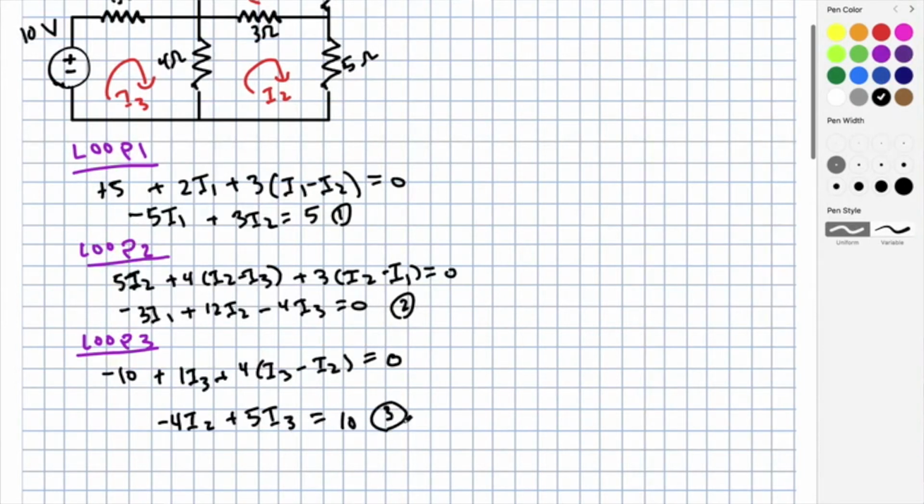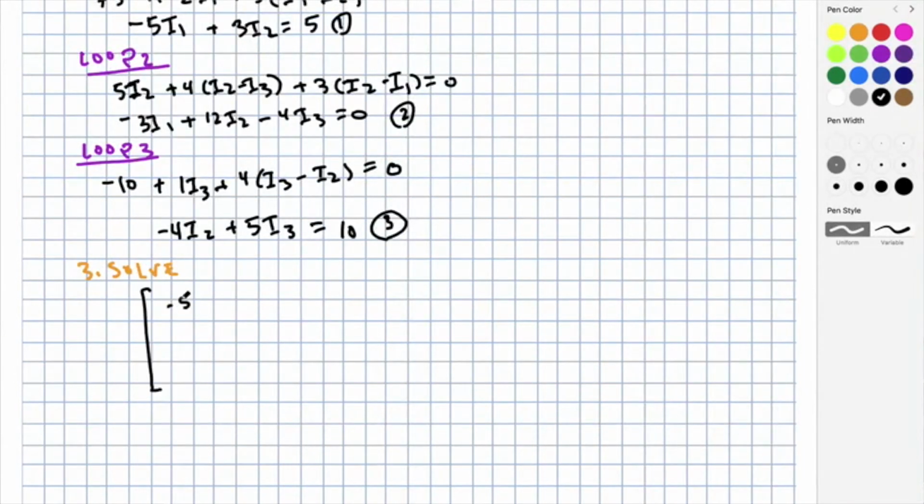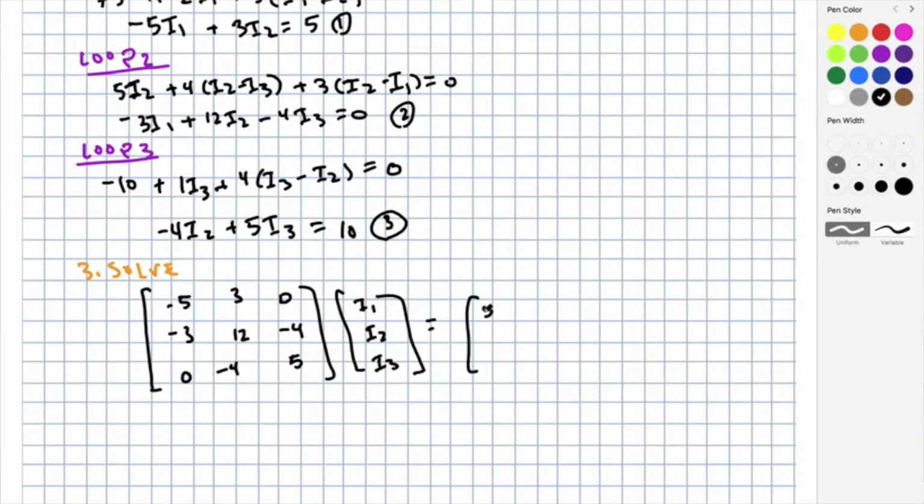Next, we move to step 3, solve. The first matrix is minus 5, 3, 0 on the first row, minus 3, 12, minus 4 on the second row, and 0, minus 4, 5 on the last row. The next vector is I1, I2, I3, and this all is equal to 5, 0, 10. Taking A inverse times B, we get our desired unknowns.